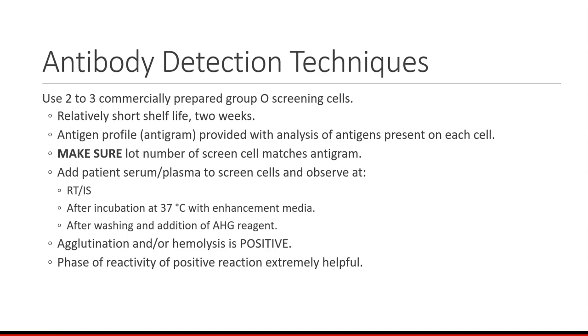The phase of reactivity of a positive reaction is extremely helpful. There are certain blood group antibody specificities that react predominantly at immediate spin and then go away, and there are other blood group antibodies that don't react at immediate spin but react at the Coombs phase of testing.